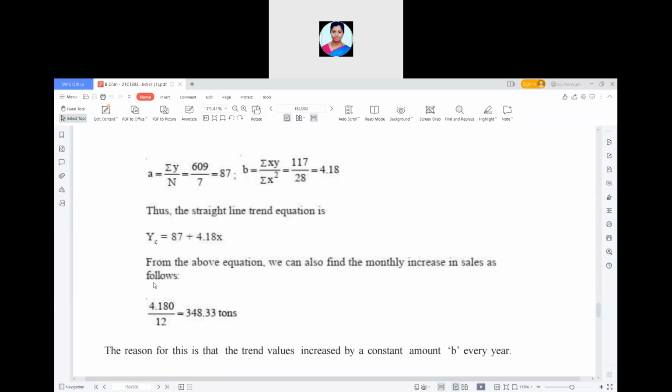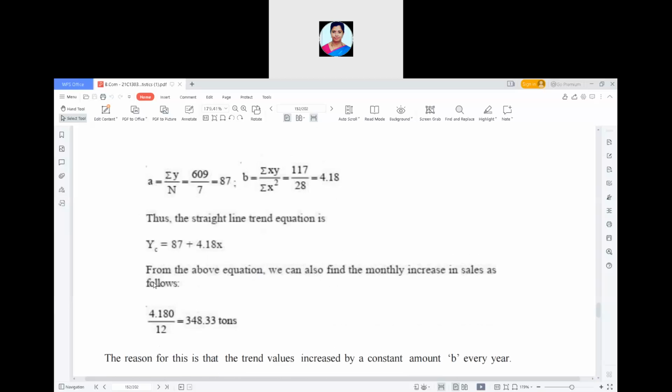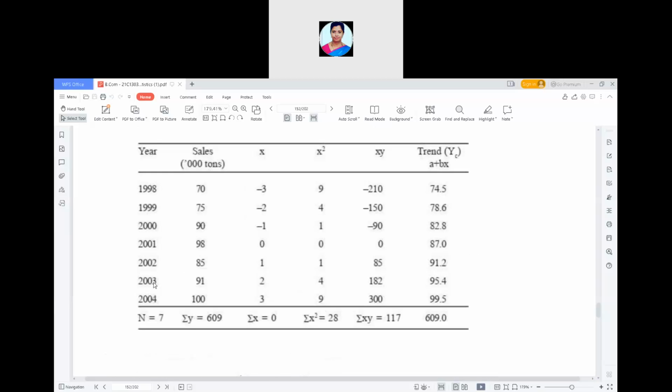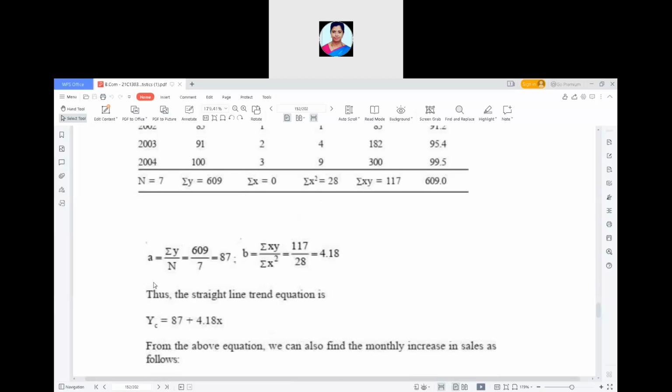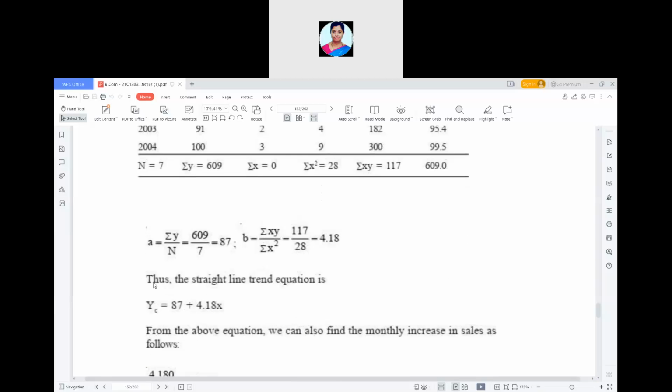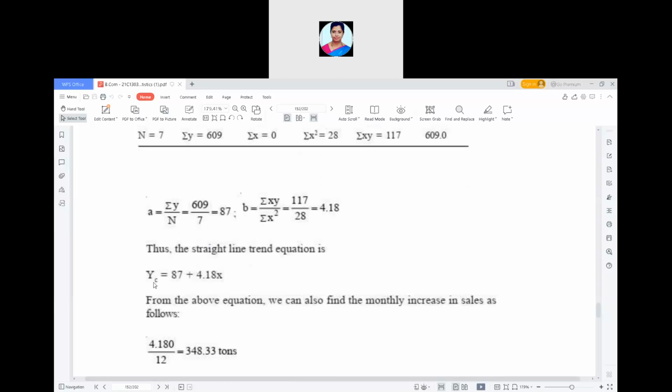From this equation, using the last column, a plus bx, we have calculated the trend for each and every year. We found the summation of these trend values, y equal to a plus bx. From the above equation, we can also find the monthly increase in the sales.